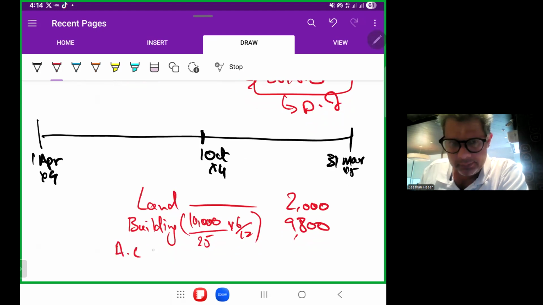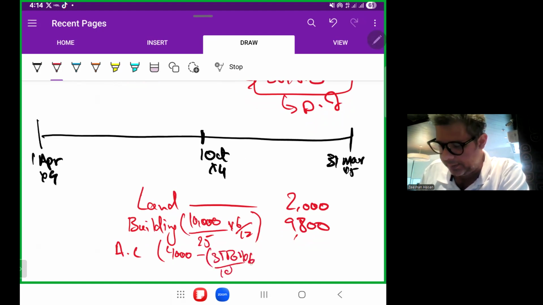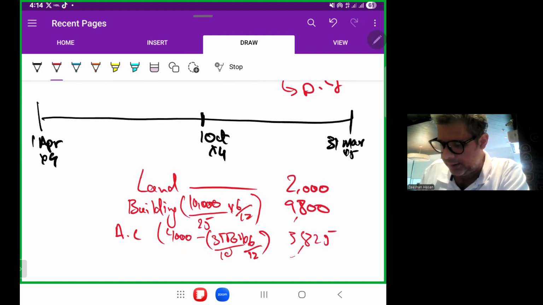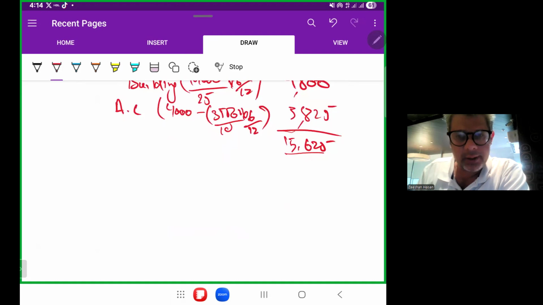Air conditioner system, 4,000 minus 3,500 and divided by 10 into 6 divided by 12. We got 3,825. We got 15,625 here overall. I hope it is clear till here.